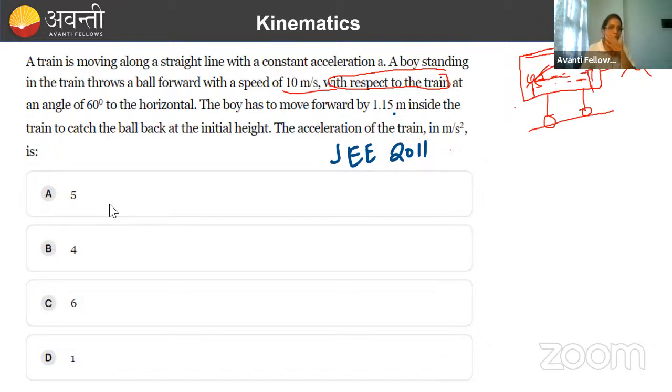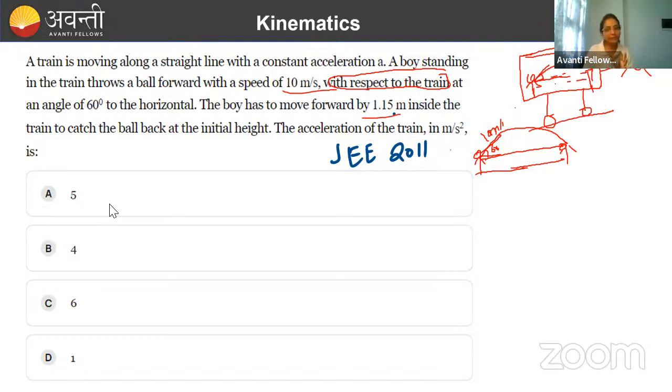So the acceleration of the train is where the problem is. Suppose the question was that there is a boy on the ground and he has thrown a ball at an angle of 60 degrees with velocity 10 meters per second, and he is running a distance of 1.15 meters to catch the ball again. The projectile will look something like this, and you would have applied all the formulas that you have learned, range u square sine 2 theta by g, all those formulas, right? Because this is ground to ground projectile.